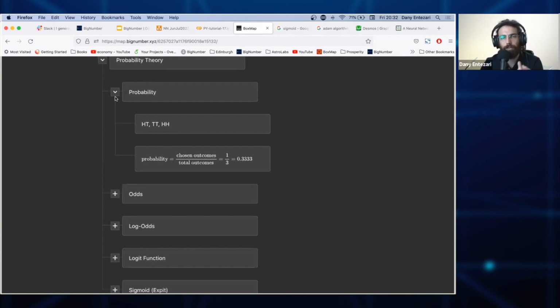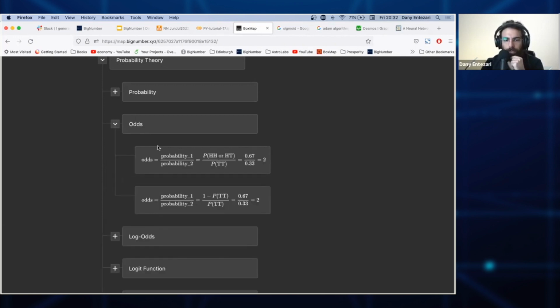A similar example is flipping 1 coin. How many outcomes do you have? You only have 2, heads or tails. So what is the probability of getting heads? 50%. Your total number of outcomes is 2, and your chosen outcome is 1. So 1/2, that's 50%. Of course, assuming you have a perfectly balanced coin.